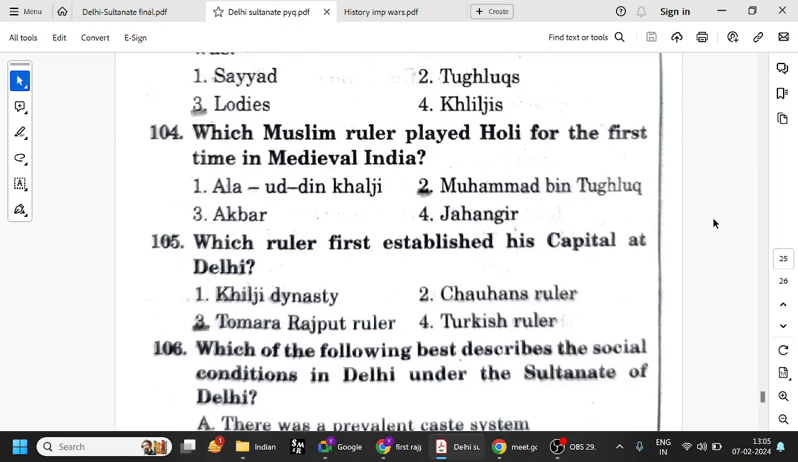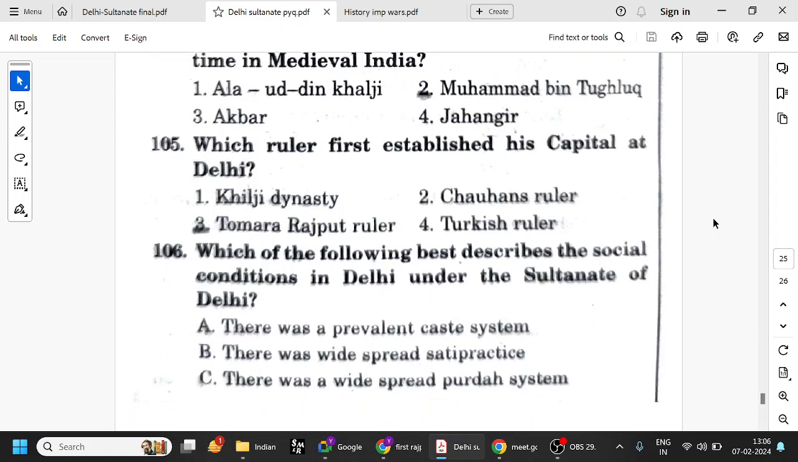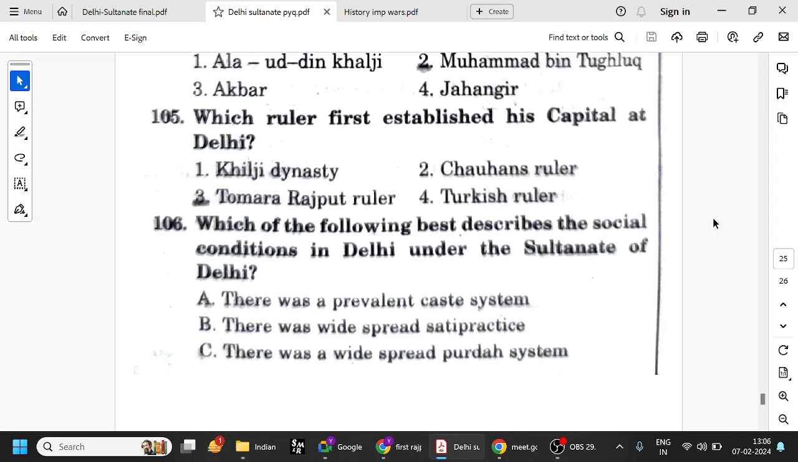Remember that. Which ruler first established his capital at Delhi? Okay, Tomaras, the Rajput Tomaras. They established Delhi, and in the northern region Rajputs were very prominent. Later, we saw the slave dynasty, etc., all these things.